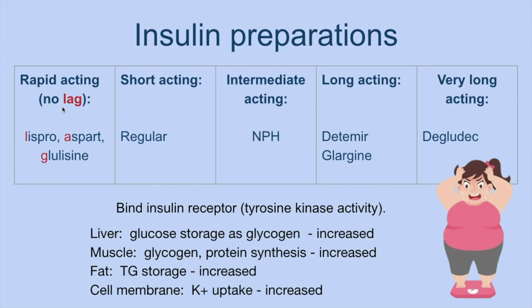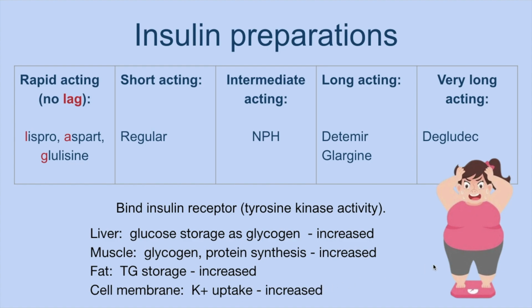We have rapid-acting, short-acting, intermediate-acting, long-acting, and very long-acting insulins. The mechanism of action is the following. Insulin preparation binds the insulin receptor, which has tyrosine kinase activity. In liver, it increases glucose storage as glycogen. In muscles, it increases glycogen and protein synthesis. In fat, it increases triglyceride storage, and in the cell membrane it increases potassium uptake.